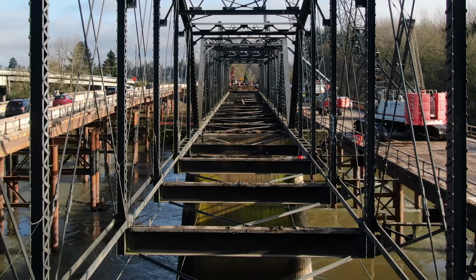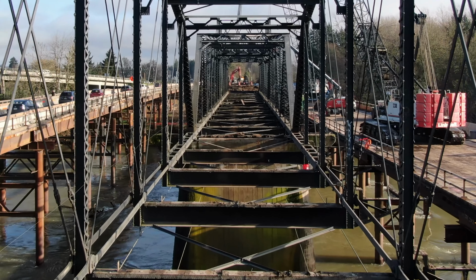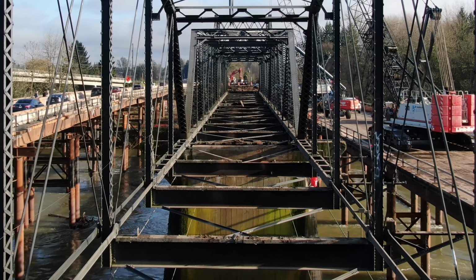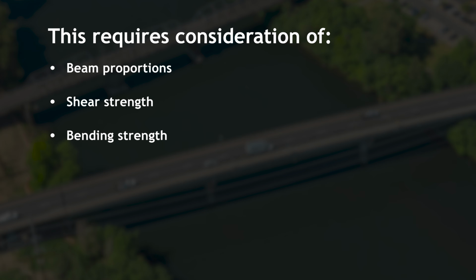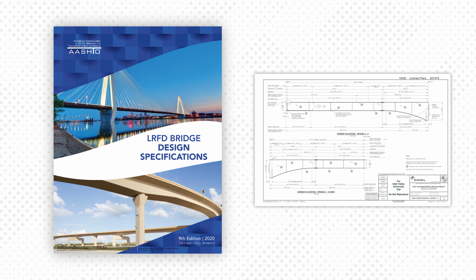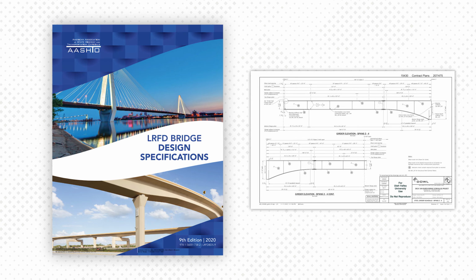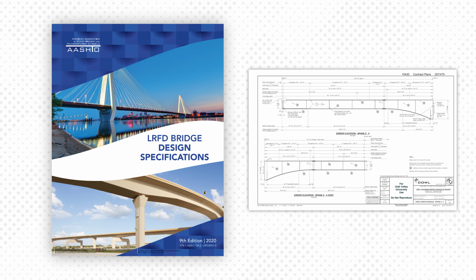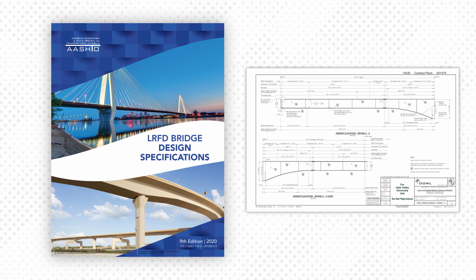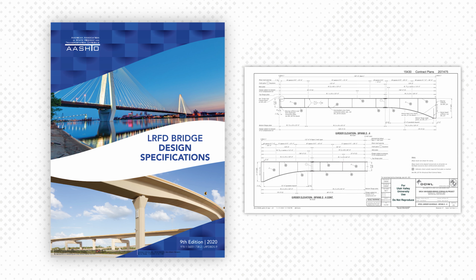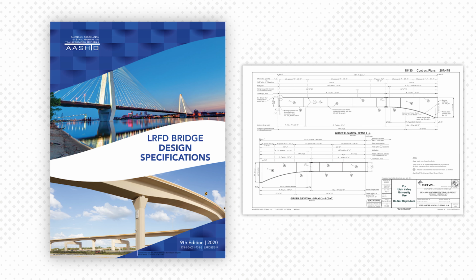Using principles of mechanics of materials, let's look at how we select or check a beam based on the AASHTO standard. This requires consideration of beam proportions, shear strength, bending strength, and deflection. Out of necessity, the AASHTO specification is extraordinarily detailed when it comes to flexural design of plate and composite girders. We will focus on the most fundamental flexural strength equations and leave the specification to expand.